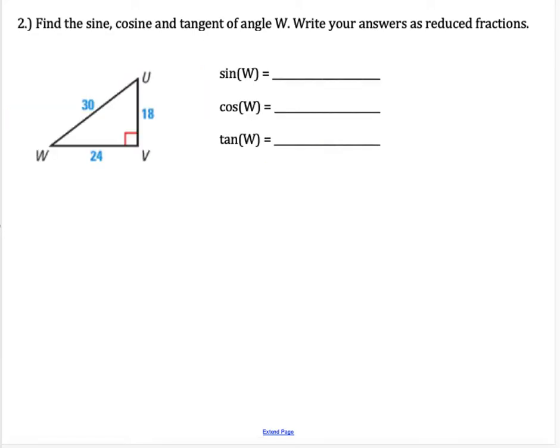I would like you to go ahead and try this one. Go ahead and mark that we're using angle W. Label the hypotenuse, the adjacent, hypotenuse, opposite, and then adjacent. Then I want you to see if you can write the three fractions that go along with it.